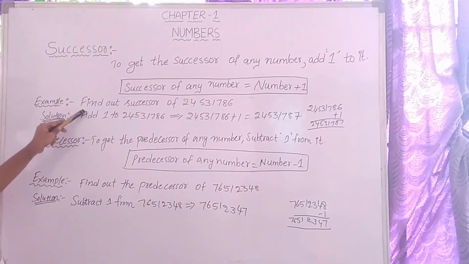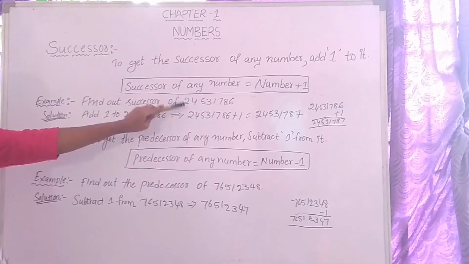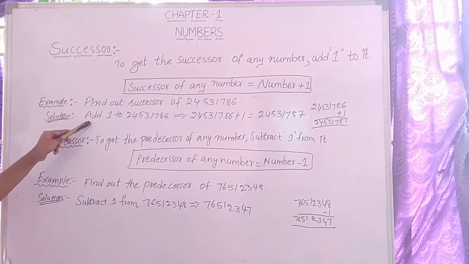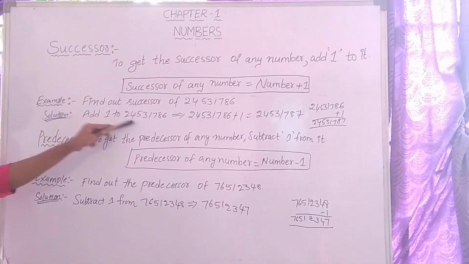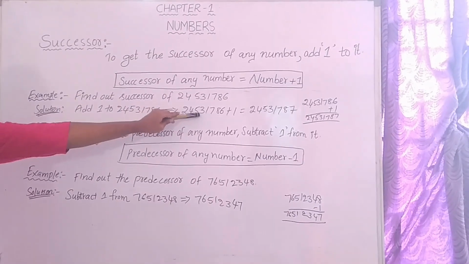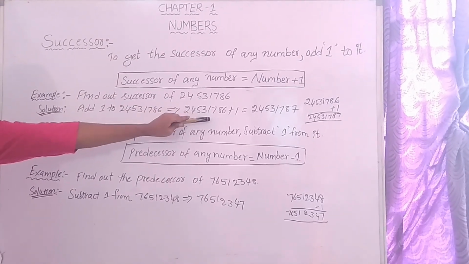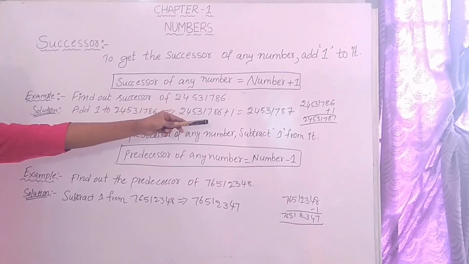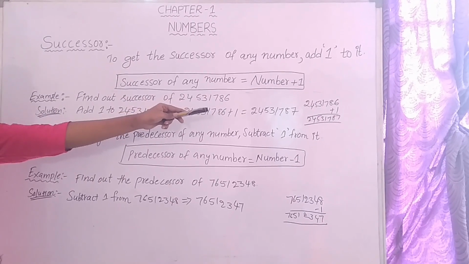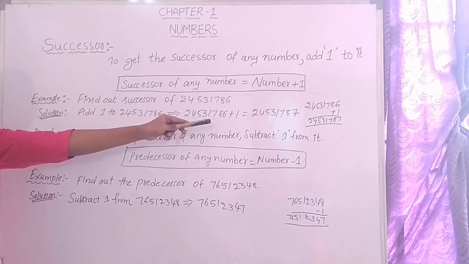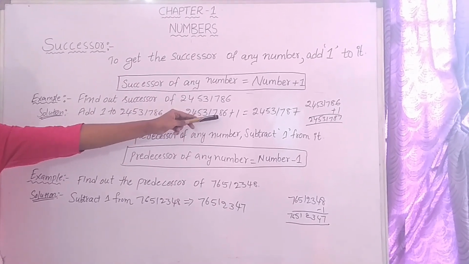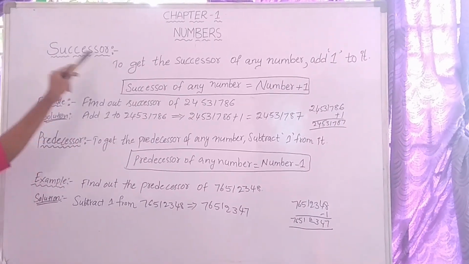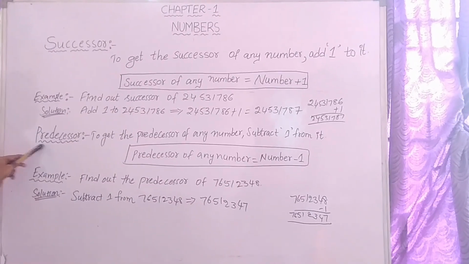I am taking one example. Find the successor of this number, 24531786. Solution: add 1 to this number. 24531786 plus 1 equals what? Adding plus 1, it converts to 24531787. This is the concept of successor.